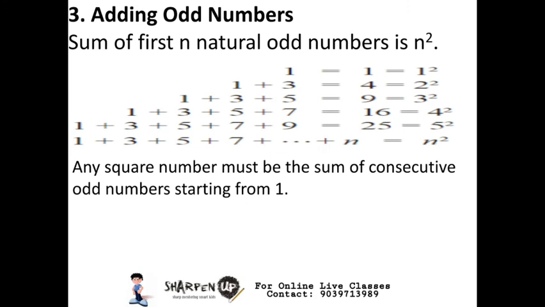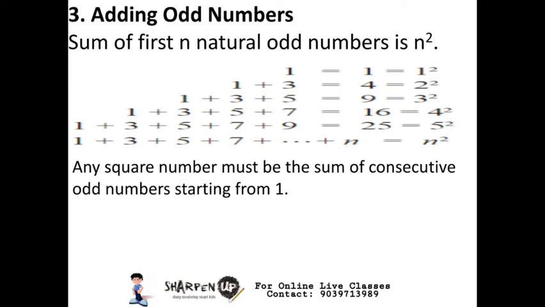Let's move ahead. Adding odd numbers. Sum of first n natural odd numbers. Remember, the sum of the first n odd numbers is n square. Or simply we can say that if we start from 1 and add consecutive natural odd numbers, then we get a square number. It's an amazing pattern if you observe. Here, we start from 1. How many numbers is that? Obviously it is only one number, so this is the square of 1.